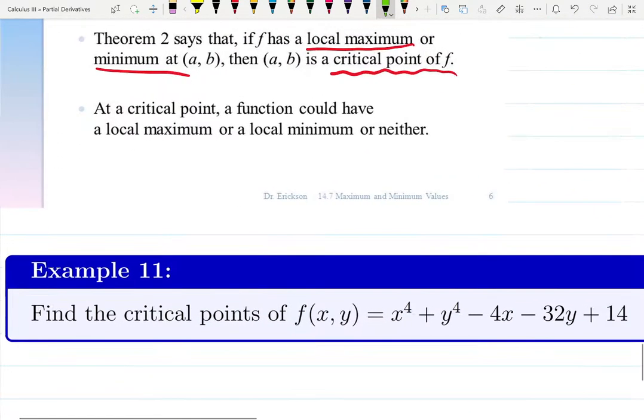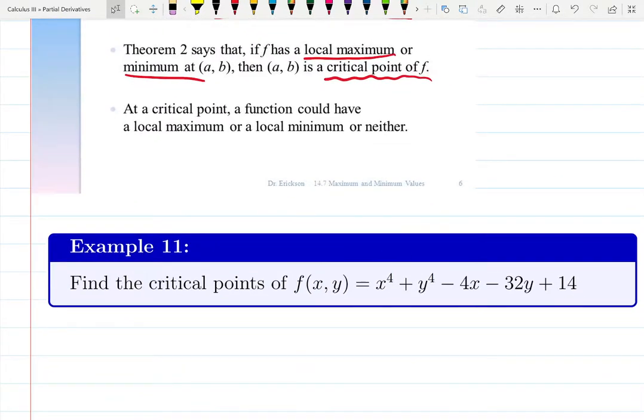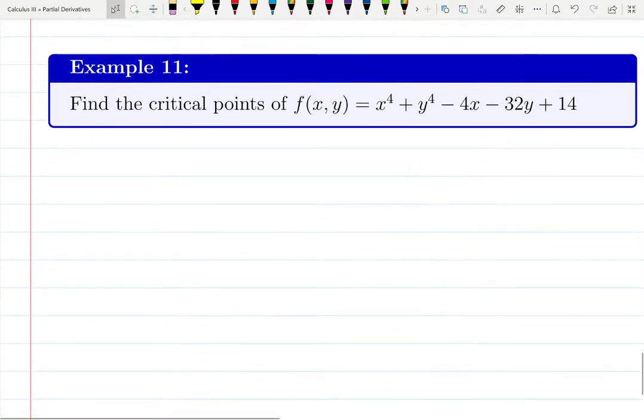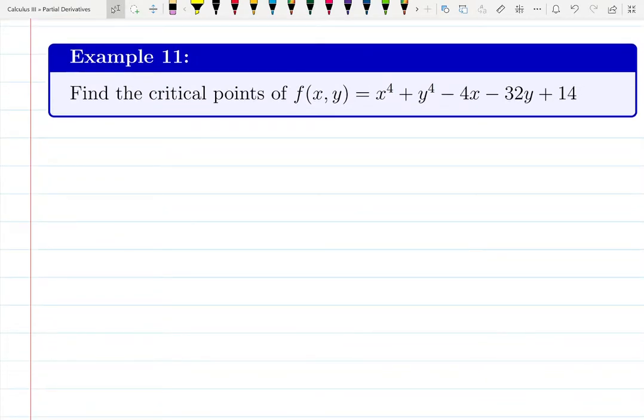And that's basically the most important part of exam 2. Finding partial derivatives was a tool to do what? To teach engineers, biologists, computer scientists to find maximums and minimums. So let's do one example at least. Find critical points for the function. It's a fourth-power polynomial, but now in 3 dimensions: x to the 4 plus y to the 4 minus 4x minus 32y plus 14.